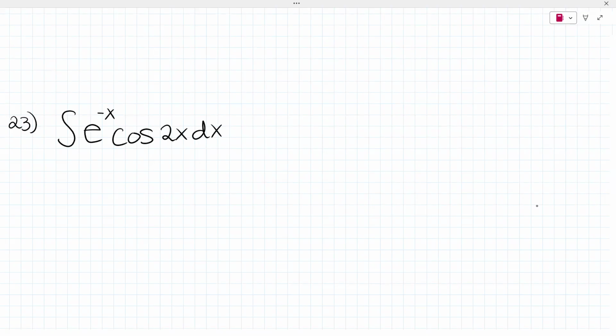I notice more carefully that they're multiplying two things, e to the negative x times cosine of 2x dx. So that's a big clue. You'll do integration by parts.